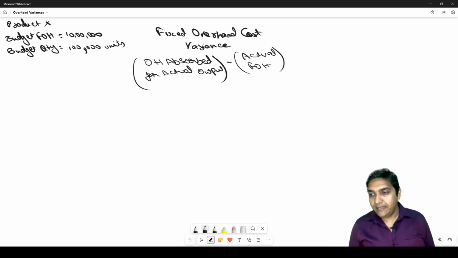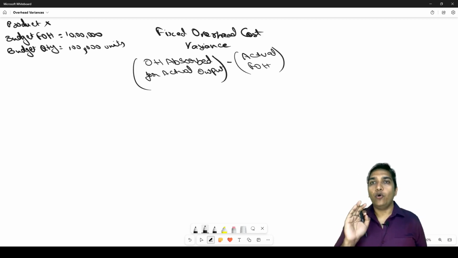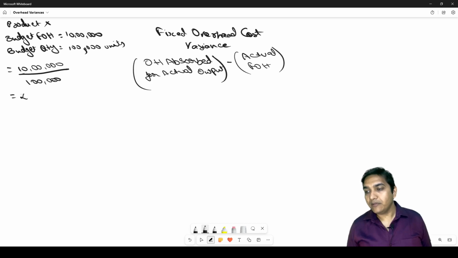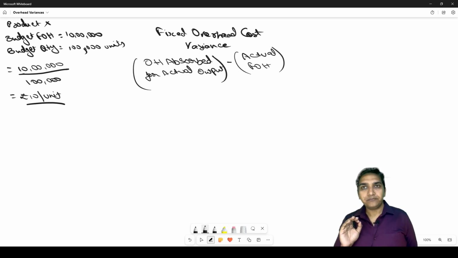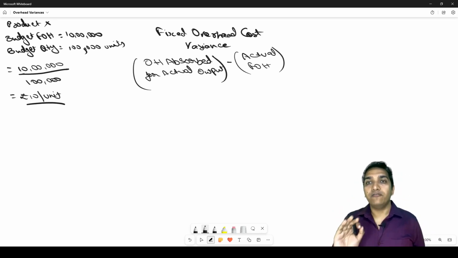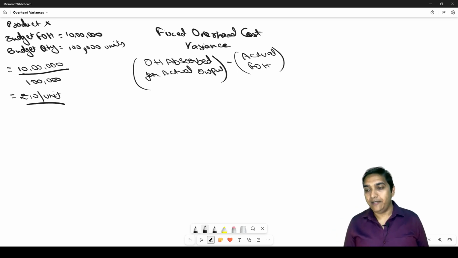So here what we do is we calculate the per unit fixed overhead cost. So how do we do that? We take 10 lakhs divided by 1 lakh, which comes to rupees 10 per unit. So what is this? This is the per unit cost of fixed overhead. Now, this per unit cost of fixed overhead is called the absorption rate.